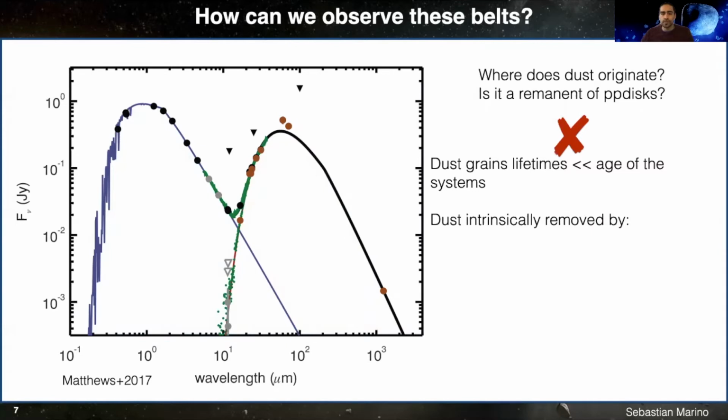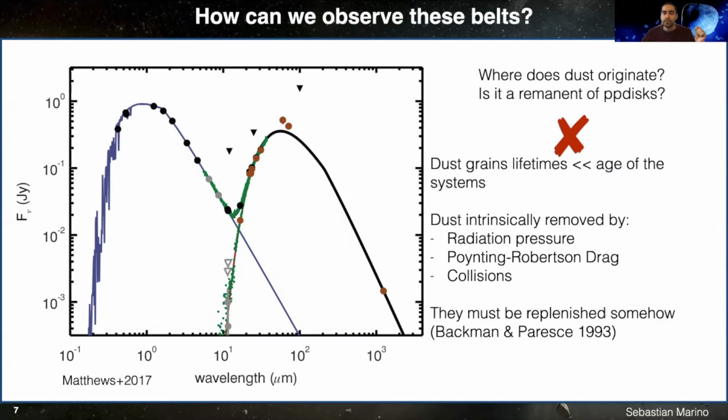And this is because there are different processes removing the dust, such as radiation pressure, Poynting-Robertson drag, which causes dust grains to spiral inwards towards the star, and collisions, which naturally will just break dust grains. So they will get smaller and smaller and smaller until radiation pressure, which acts more strongly on small grains, would remove them from the system. Okay? So this was realized in 1993 and was the start of the science on debris disks.